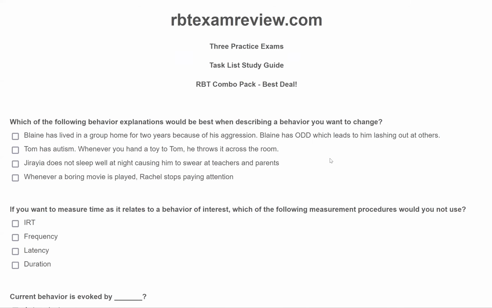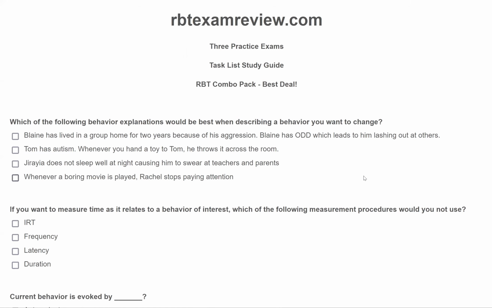So this question is asking what? Well, it's asking about describing a behavior, but in a way that will be best to work with and to change. So let's look at A. Blaine has lived in a group home for 2 years because of his aggression. Blaine has ODD, which leads to him lashing out at others. What mistake is made in this explanation? The primary mistake is blaming the behavior on the diagnosis, which is ODD or oppositional defiant disorder. We never blame behavior on diagnoses, especially on a diagnosis that we can't cure. If we were to blame all behaviors on the quote autism, what can we really change? Because we can't cure the autism. We have to figure out another explanation for the behavior.